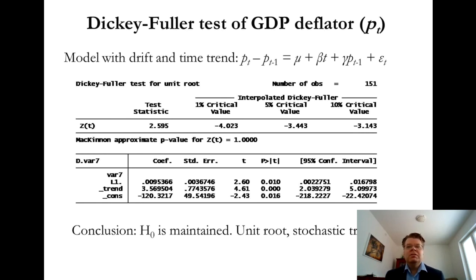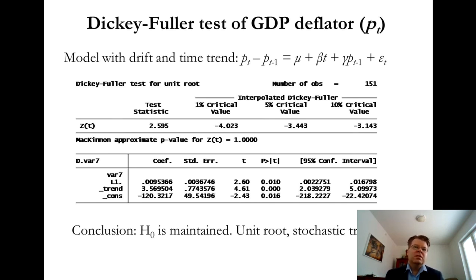However, now in this case, we find that this estimated coefficient is positive. So we would need to compare this test statistic, 2.595, to these critical values. And in order to reject the null hypothesis, this test statistic should be smaller than any of those negative values. But this is obviously not the case.